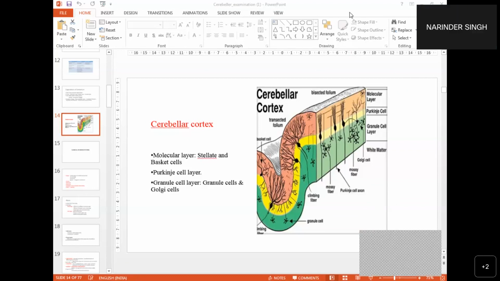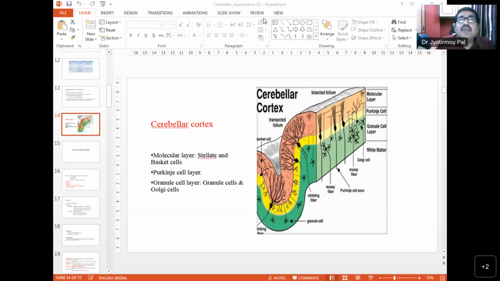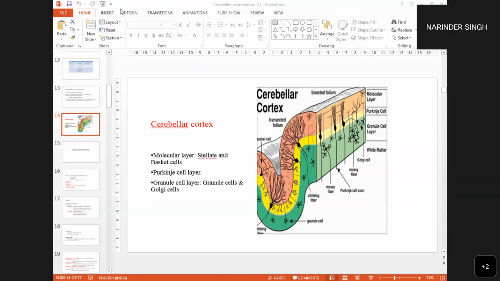Dr. Jyotirmoy, one question: is the cerebellar output dentate or Purkinje? Can you just stop sharing? Yes, I have stopped sharing. A little better. Sir, what is the question? Is the cerebellar output dentate or Purkinje?